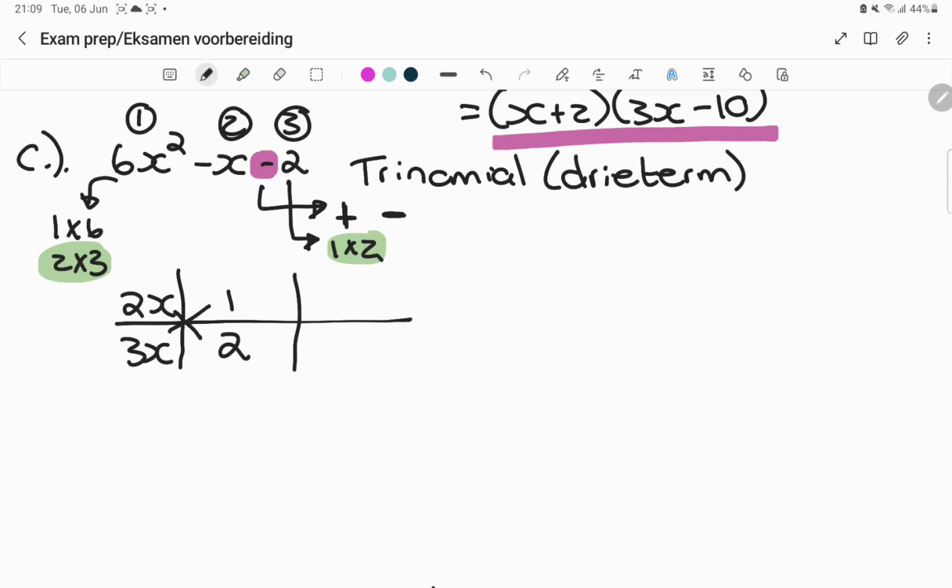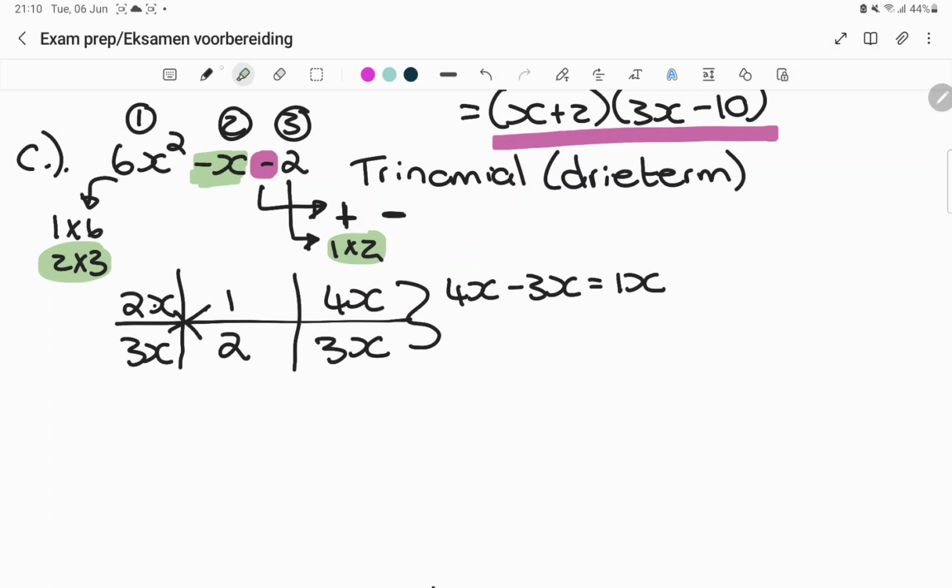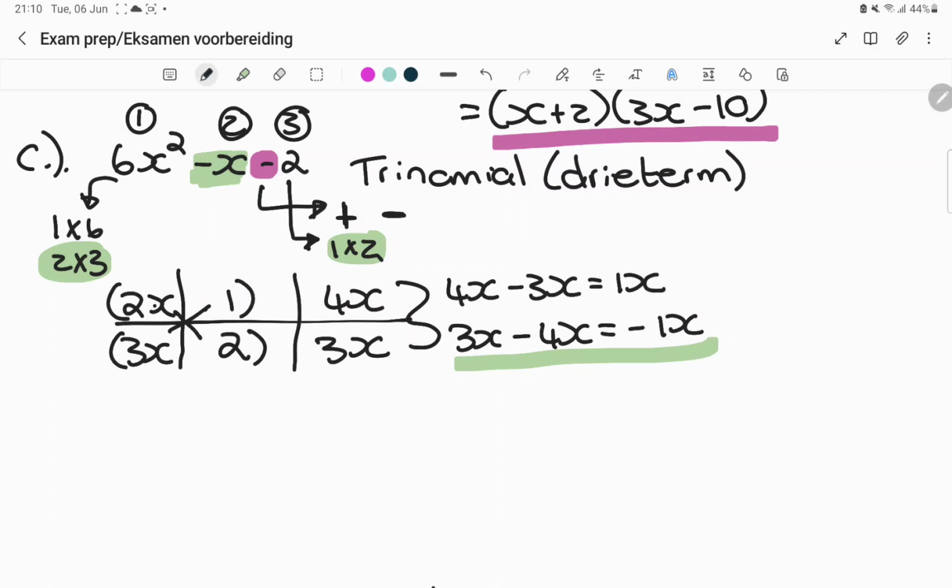Alright, then you know you're going to cross multiply. So 2 times 2 becomes 4x. And then 3x times 1 becomes 3x. Now, using these two terms, let's see if it works out. Remember, one has to be positive, one has to be negative. So if I say 4x minus 3x, it's going to give me positive 1x. However, I am looking for negative 1x. So if I switch these two around, so 3x minus 4x, I get negative 1x, which is exactly what I want.